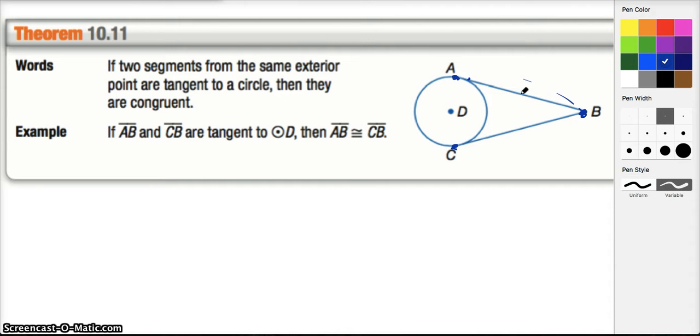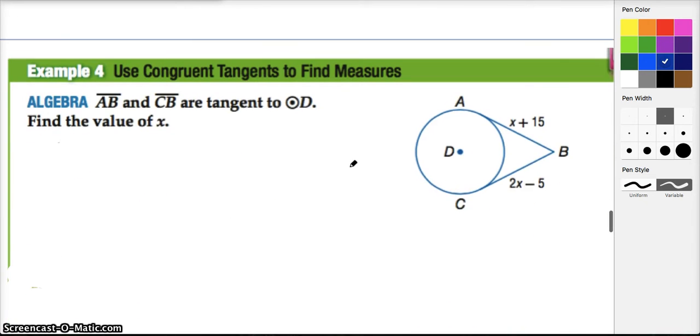Then what we know by virtue of this point sending these two rays such that they are tangent to the circle D, we know that these two segments are congruent. That's what this theorem is telling us. If these two segments are tangent to D, then these two segments are congruent. All right? All right, let's see if we can apply that.